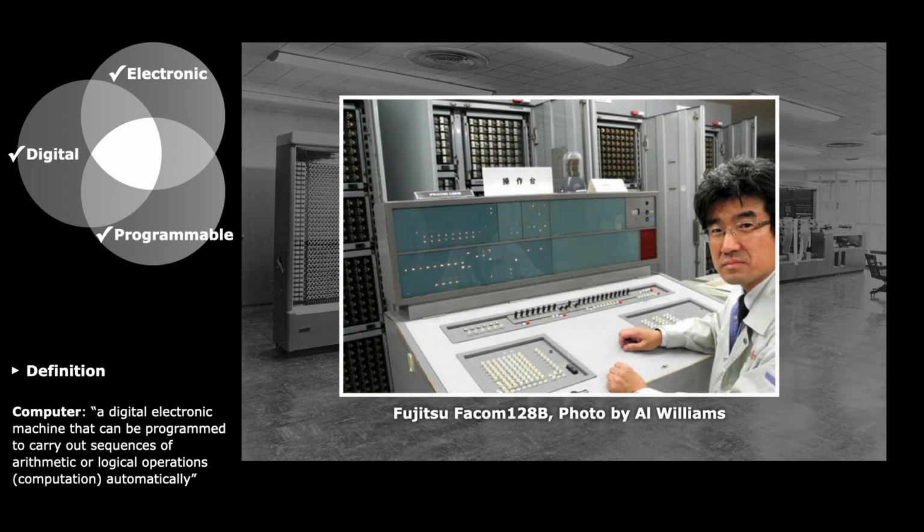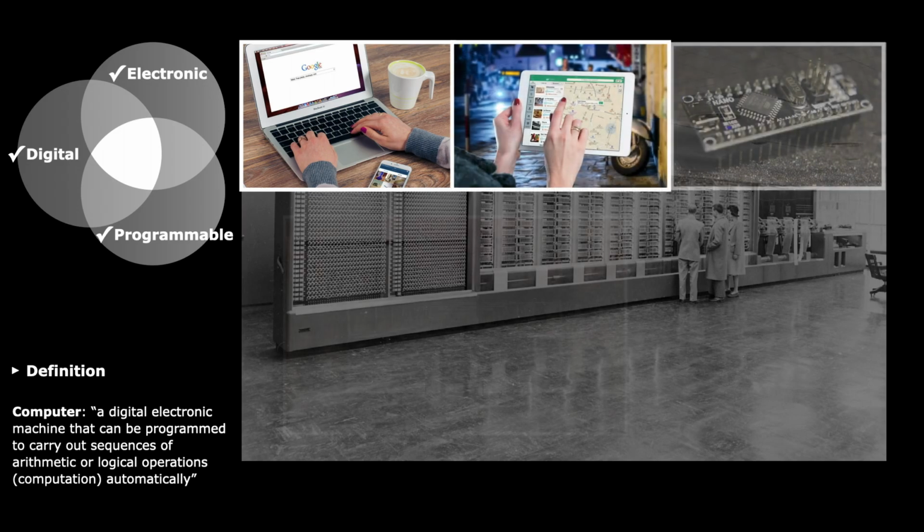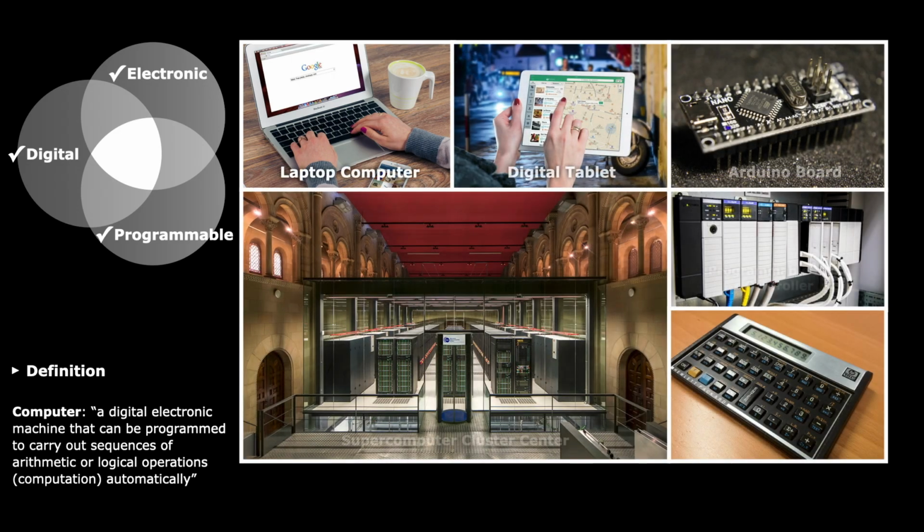Interestingly, the same year the Facom 128 was put into operation in Japan, an extremely reliable computer for the time, which is still kept in perfect working order at the Fujitsu headquarters. Currently, there are numerous examples of computers that fit the definition we gave above. The best known are the personal computer, the digital tablet, the supercomputing center, the digital microcontroller, the industrial PLC, and even the programmable calculator.